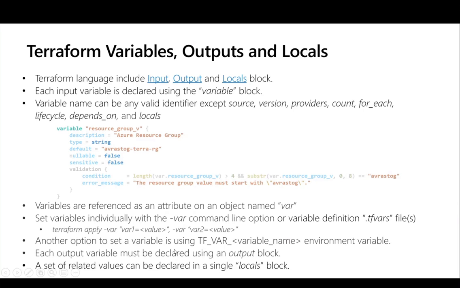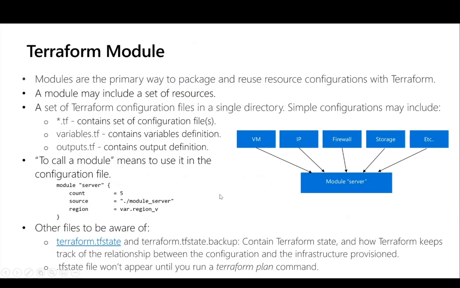And then you have the output block. And I have examples which I will share during the demo. And finally, locals block. To simplify the infrastructure as code, Terraform supports the concept of modules. So for example, we have this module server in which you are provisioning VM, IP, firewall rules, storage, etc. So you can really modularize your infrastructure as code to simplify this.